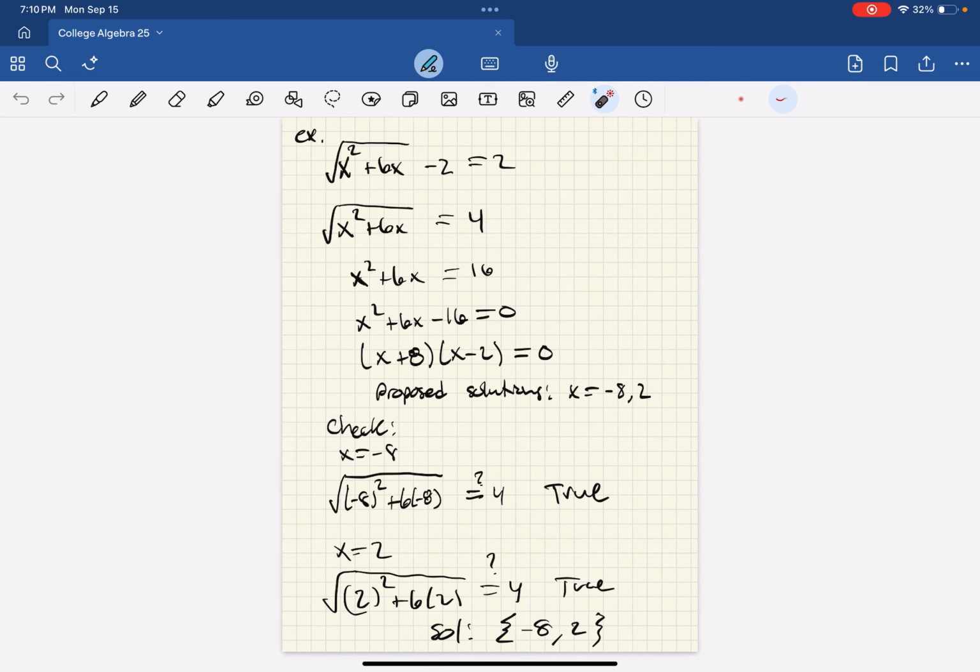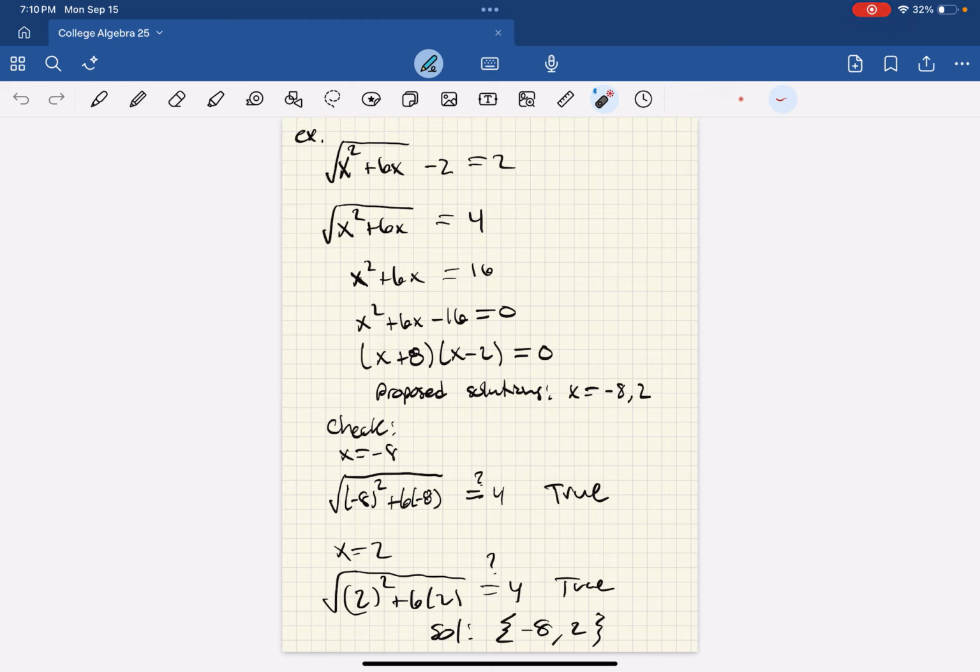Okay, now we've got one that's going to lead to a quadratic. So isolate the radical and then square both sides. Then we get x squared plus 6x minus 16 equals 0. So quadratic equation. We can solve that using the zero factor property. Then we're going to call these the proposed solutions.